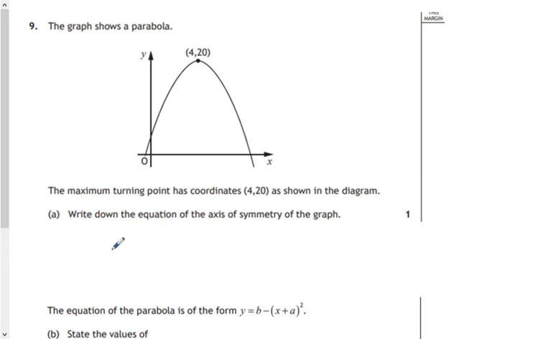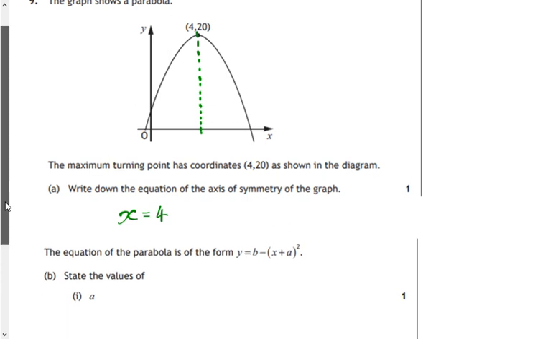The maximum turning point has a coordinate of (4, 20), as shown in the diagram. Write down the equation of the axis of symmetry of the graph. Well, the axis of symmetry passes through the turning point, and that gives us our x-coordinate already, so our equation is x equals 4. If you just write down 4, you will not get the mark, because 4 is not an equation. x equals 4 is an equation and gets you the mark.